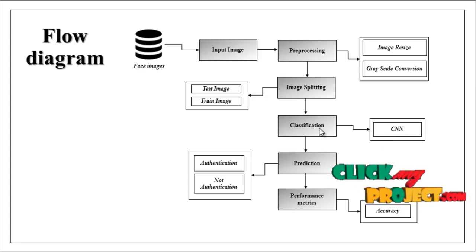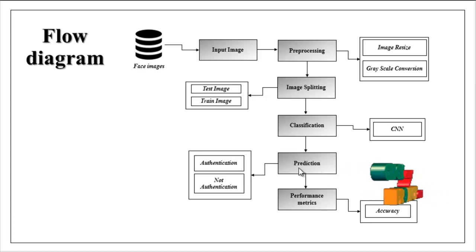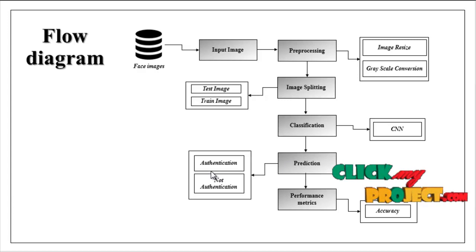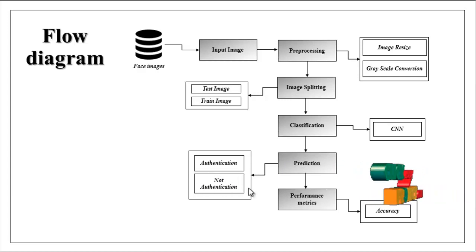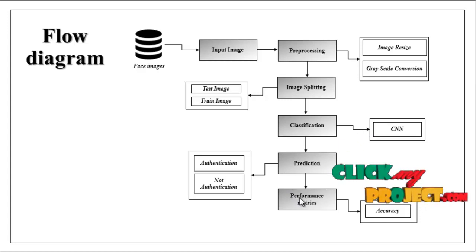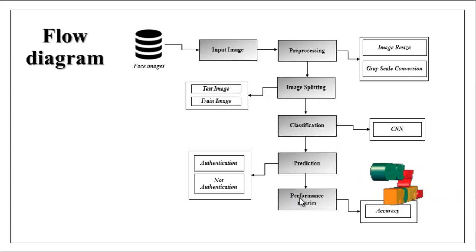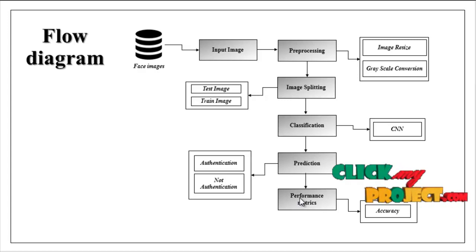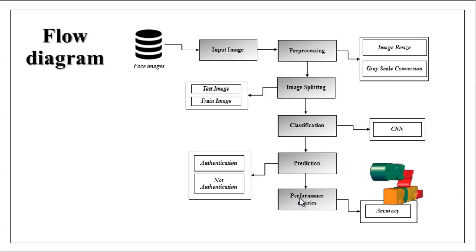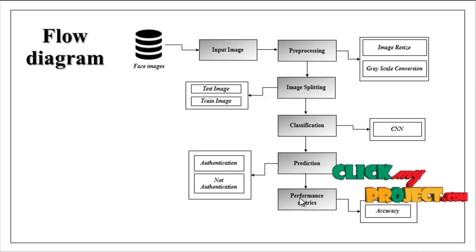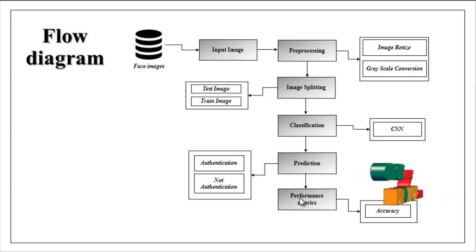Then prediction. Here we predict whether our input image is authenticated or not authenticated based on our classification algorithm. Then performance estimation. Here we estimate performance metrics like accuracy. Accuracy is the overall prediction, how accurately our model predicts, in terms of percentage. This is the flow of our project.